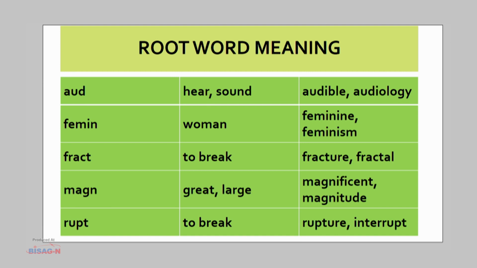Next word is femin. Feminine words come from woman. It's called feminine or feminism. Femin, that is woman, and we are coining the words feminine, feminism. Fract. Fract means to break, or it is also called fracture. The root word is fract, and from that word we know, okay, if there is fract, then it is relating to breakage. So we say fracture, fractal.